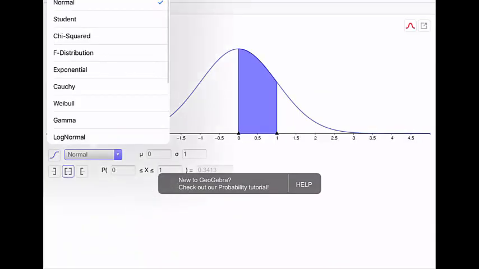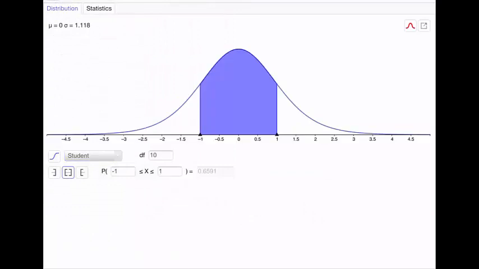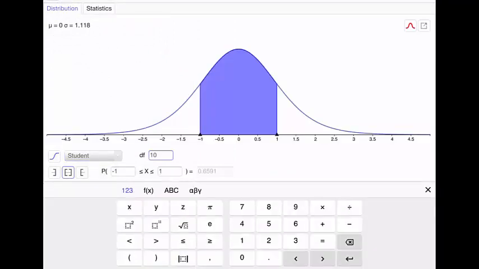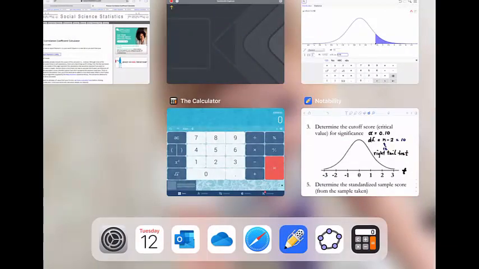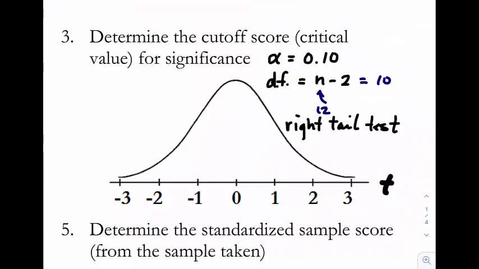All right, so go back over here to t distribution, and then degrees of freedom. Okay, perfect, it's at 10. Now what we're going to do is choose the right tail and put in that level of significance at 10%, 0.10. All right, there's our first cutoff point. Rounding to four places, 1.3722.